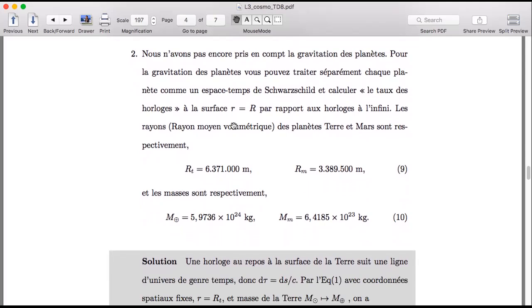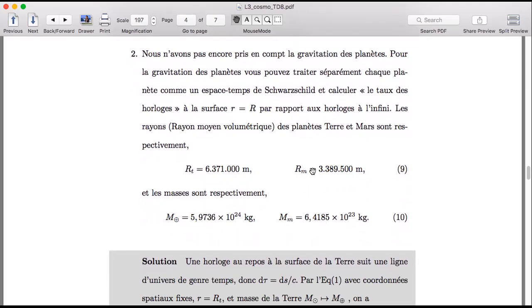Now I needed two things: the mass of the planets. Here's Earth's mass, and the mass of Mars. It's substantially less, right? It's almost 10 times less, even though its radius is a little bit more than half of that of Earth.